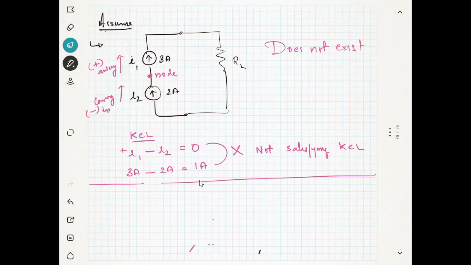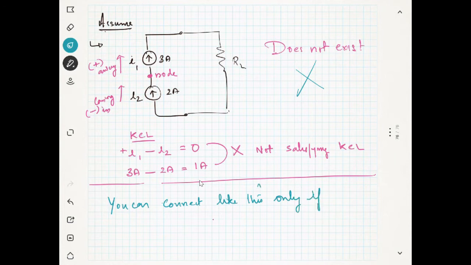When can we connect this? Can you tell me? We can connect this in some occasions. No, I am not going to change the structure of the circuit. You can connect this circuit like this only if I1 equal to I2. You understood?